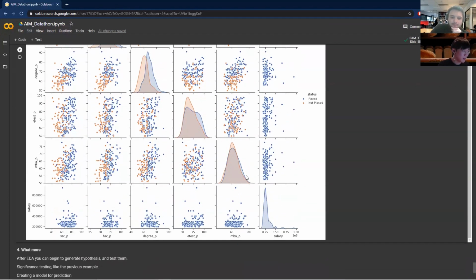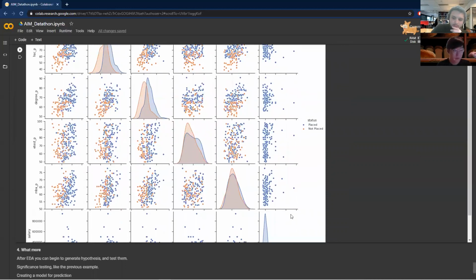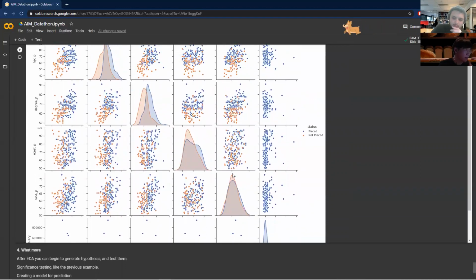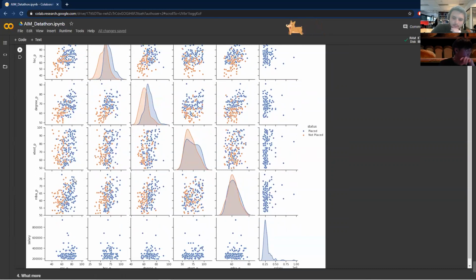But then come down here and look at the salary. The salary doesn't actually have a not placed, because you can't have a salary if you're not placed. So sorry, not looking at salary. Let's look at something like this here.